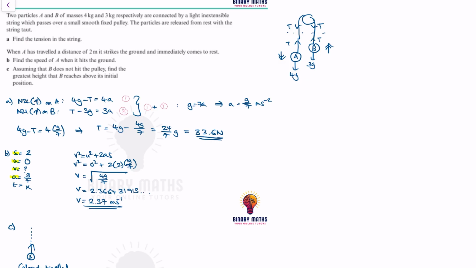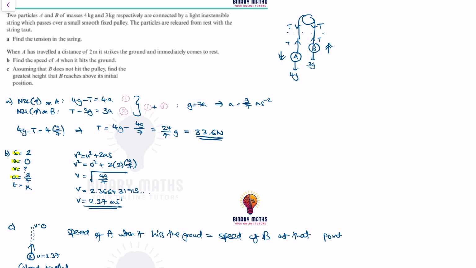So we know that the speed of A when it hits the ground is equal to the speed of B at that point. So the speed will be the same, which is 2.37. So initial speed is 2.37. When it reaches its highest point, the velocity will be equal to 0. So it's going to go from a speed of 2.37 to a speed of 0.